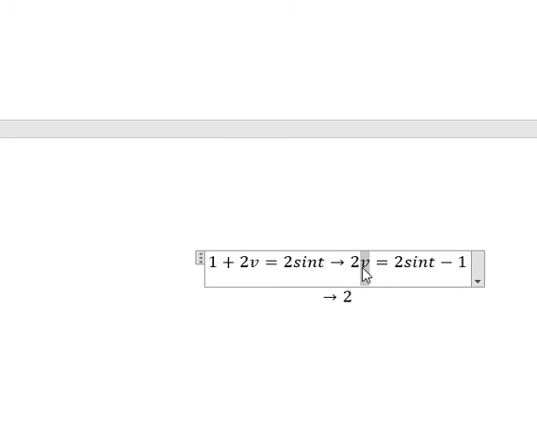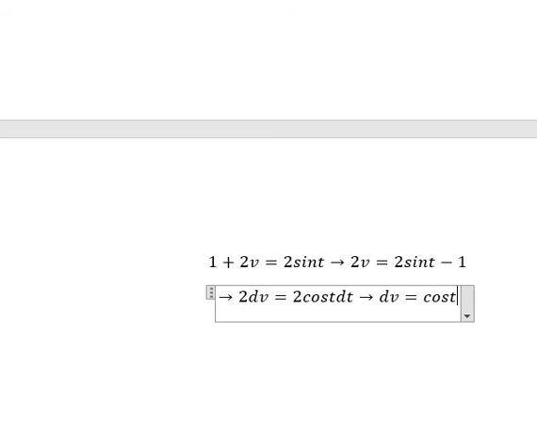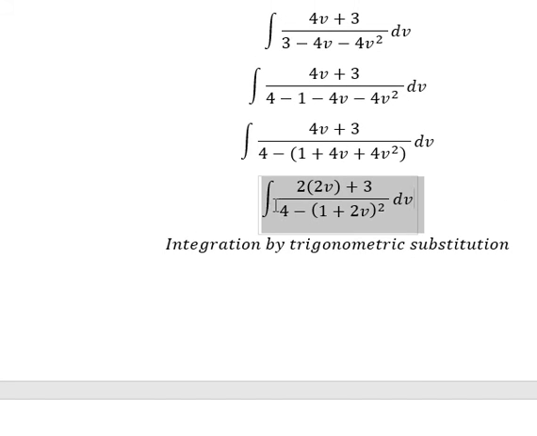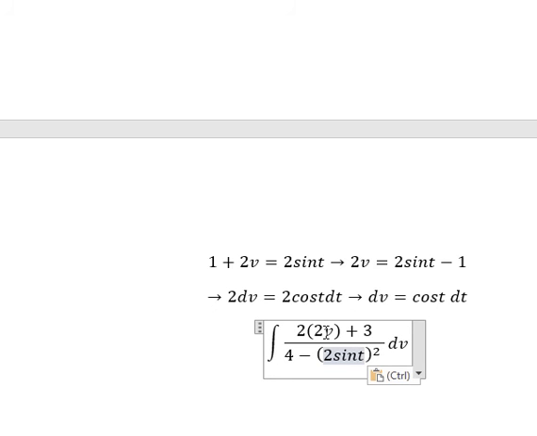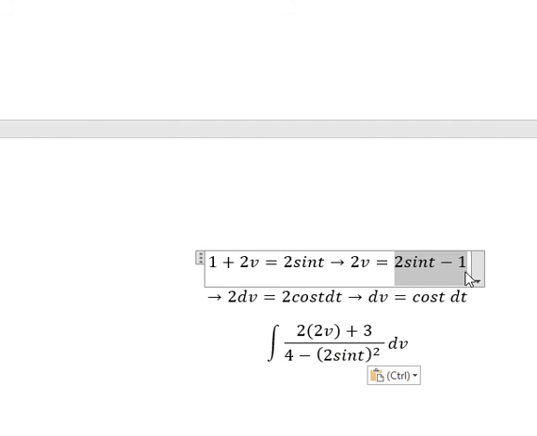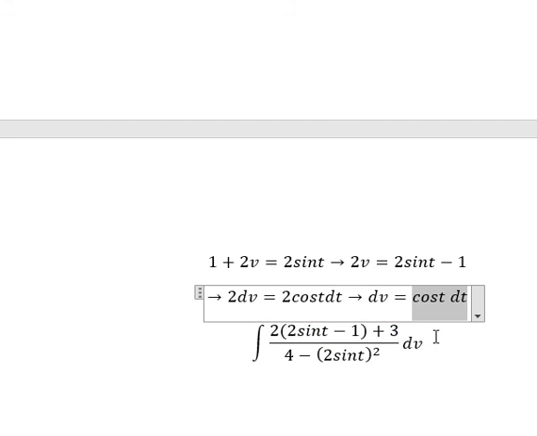This one we have number 1, so we have 2 dv. This one we have number 2 cosine t dt. Later that we divide both sides by number 2. So this one we change by this one. 2v we change by this one. dv we change by this one.